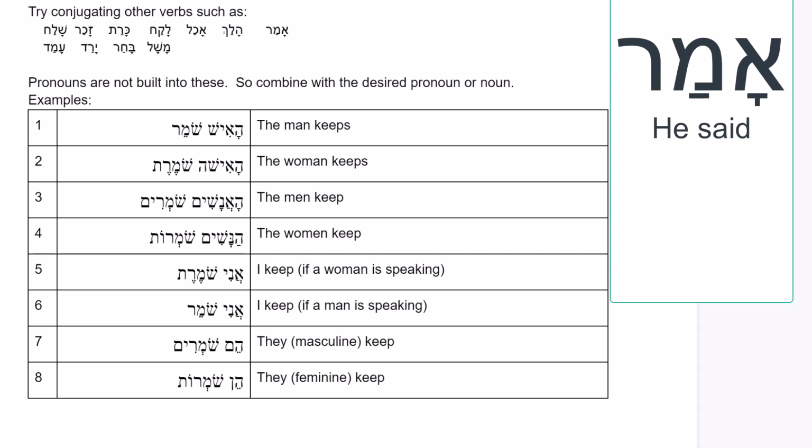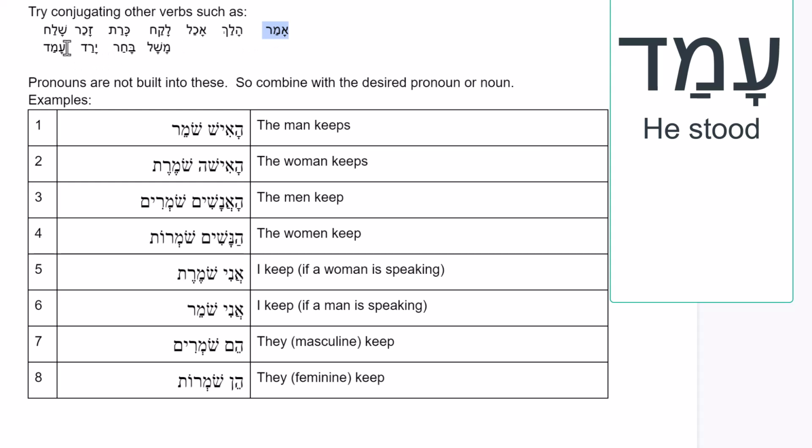Now put them all together. Omer, omeret, omrim, omrot. The next one is amar. That one of course means he says, or it's the said or say verb in the present tense.